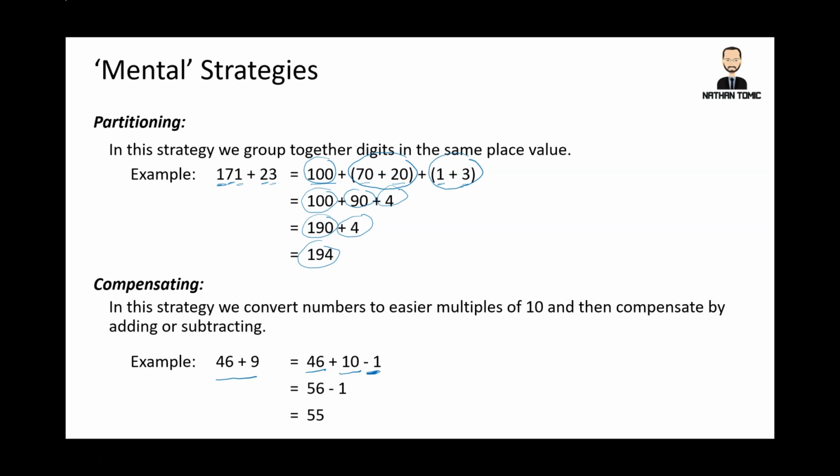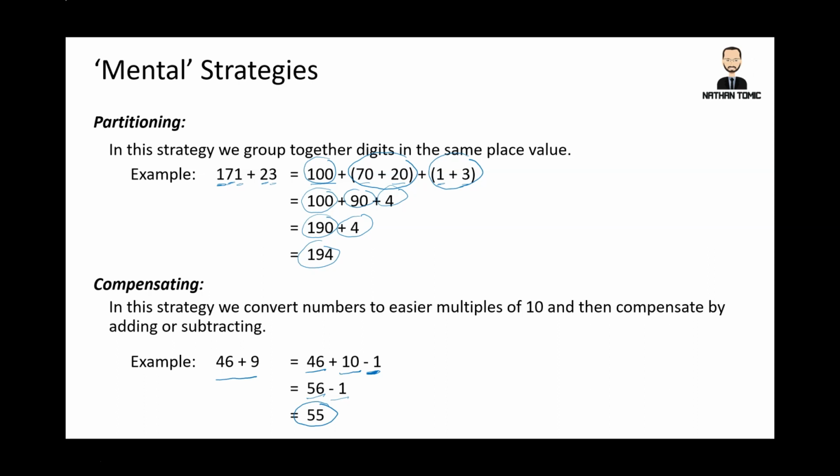Now, each of those numbers is a lot easier to work with than 46 plus 9. And it probably becomes more obvious as the numbers get bigger. So what we end up with is 46 plus 10 is a real easy addition to do in our head. So we have the 56, and we still have the minus 1. And of course, taking 1 away from 56 is very easy to get our final answer of 55.